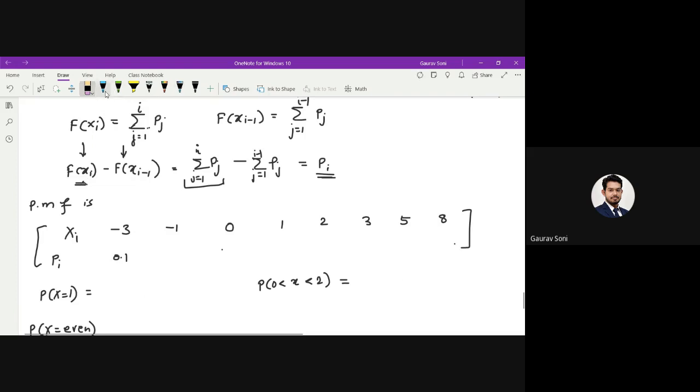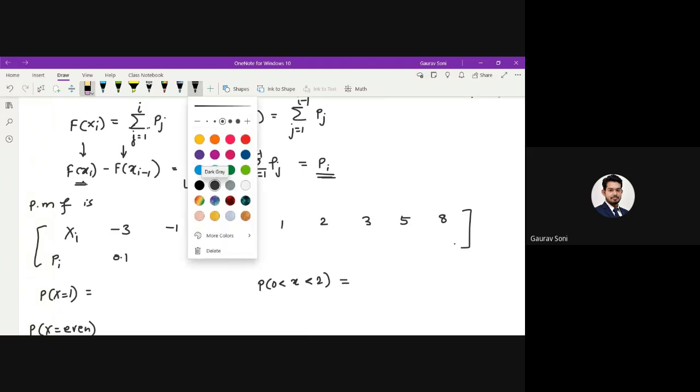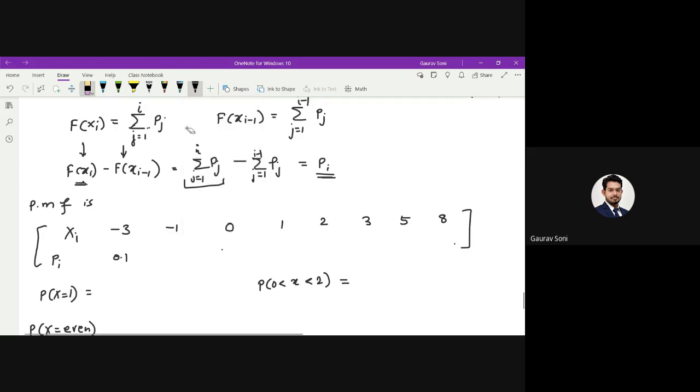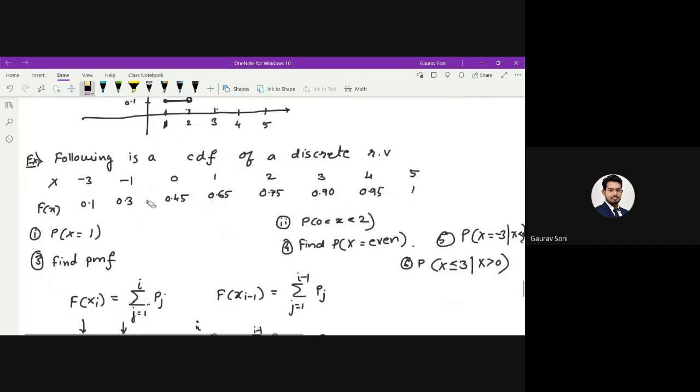Sorry. Now what we have to do is we have to take the next one. So how we were calculating? If I want to find the probability of x equal to -1, I need to take 0.3 and subtract 0.1. It was in the same manner.